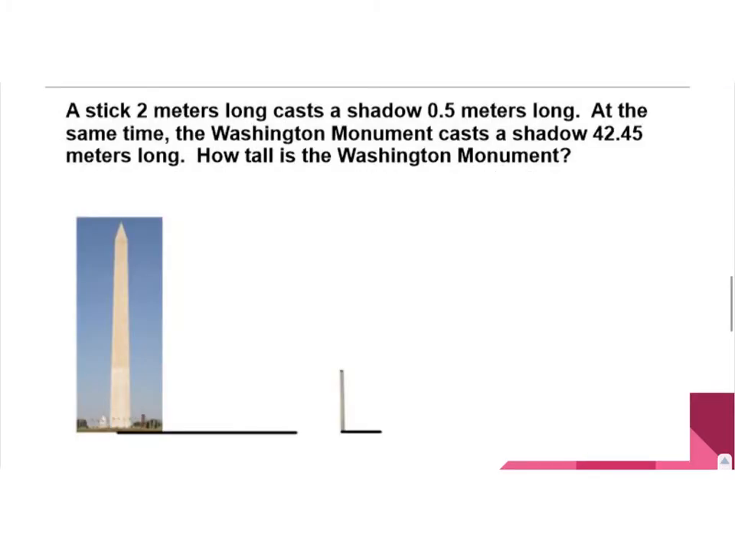A stick 2 meters long casts a shadow of ½ meters long. At the same time, the Washington Monument casts a shadow 42 and 45 hundredths meters long. How tall is the Washington Monument? It's really, really important in these problems that you have pictures, or triangles. We are given pictures in this, but we want to make sure that we set up the pictures with the information from the problem.